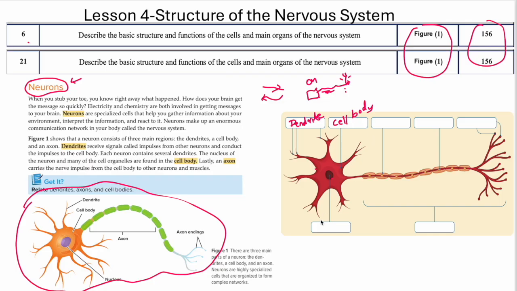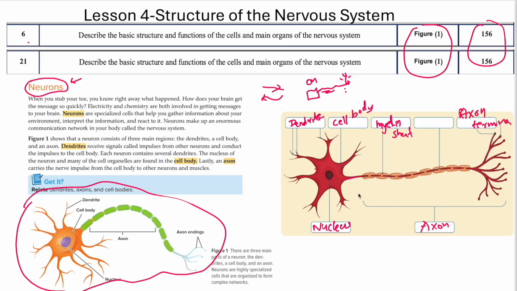And what is this one? This is the nucleus. And this one is the axon. And this is called the myelin sheath. And this one is Schwann cells, but don't worry, you don't have this in the textbook. And this one is the axon terminals, the axon ending or axon terminal.